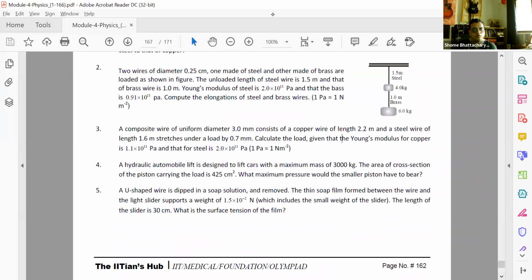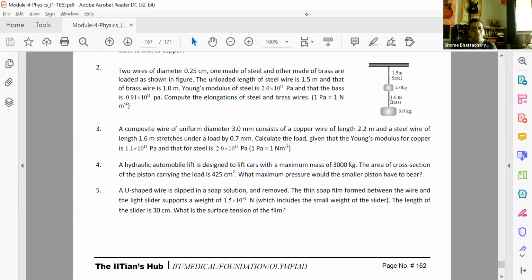Okay. So surface tension based question. A U-shaped wire is dipped in a soap solution and removed. A thin soap film is formed between the wire and the light slider, which supports a weight of this much, which includes the weight of the slider. The length of the slider is given. Basically, they have not given a diagram in the question. I think this is based on an actual IIT question where there was a diagram also given. So in this question, the diagram is missing.